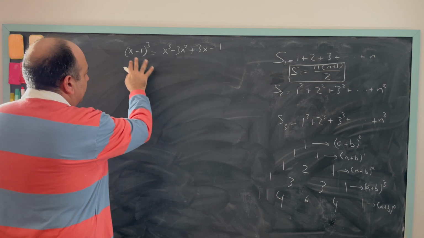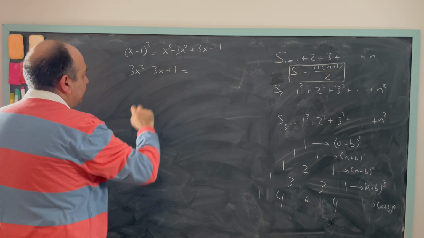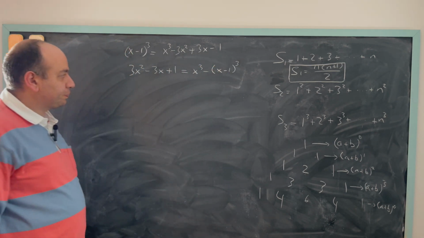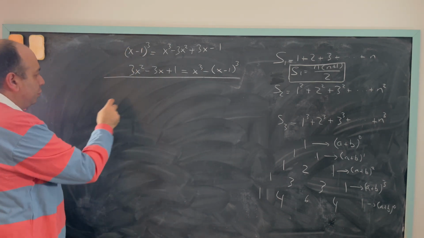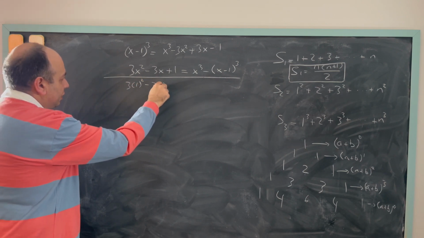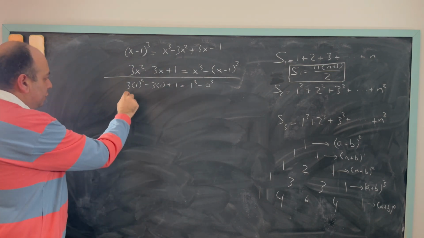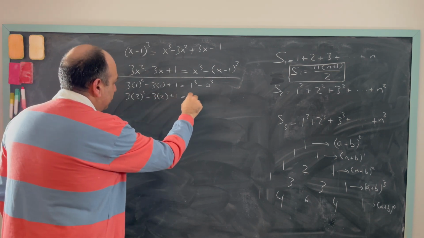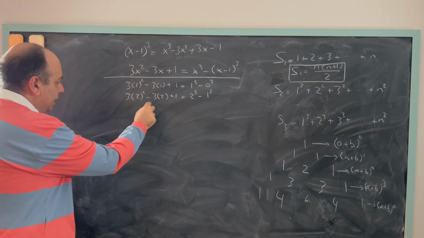So I'll put this one over here, 3x squared minus 3x plus 1. So this will be equal to x cubed minus x minus 1 cubed. This is great. So I'll use the same idea. I'm going to put x equal to 1. So 3 times 1 squared minus 3 times 1 plus 1 equals 1 cubed minus 0 cubed. So 3 times 2 squared minus 3 times 2 plus 1 is equal to 2 cubed minus 1 cubed. So it goes on like that.